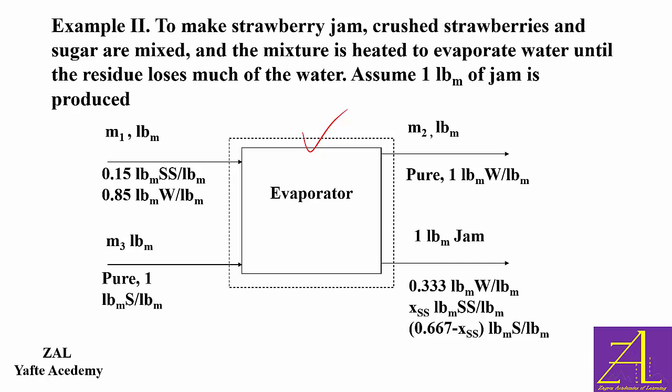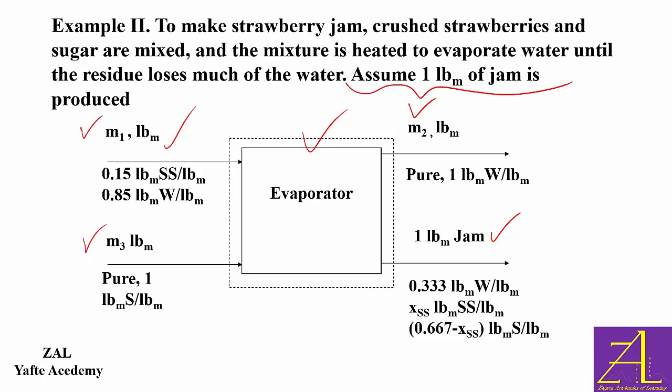On the flowchart, the streams are shown as you see and labeled. Based on the assumption in the problem, we want to produce 1 pound of jam, and therefore we have this product as 1 pound mass. The other streams, the amount of strawberry needed, sugar added, and the water withdrawn are unknown in the system, which we show them by the notation M1, M2, and M3.